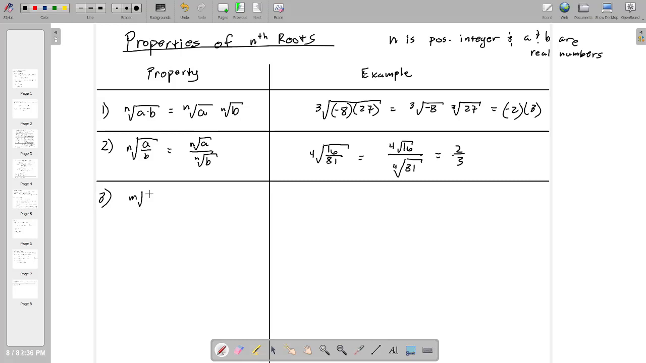3. The mth root of the nth root of a is equal to the mn-th root of a. This will make sense in the next part of this section. We have the square root of the cube root of 64. This is the same thing as the sixth root of 64. Remember, this is an understood 2. If the index is not written, then it's understood to be 2. So in this case, our m is 2 and our n is 3. So we would multiply them to get 6.